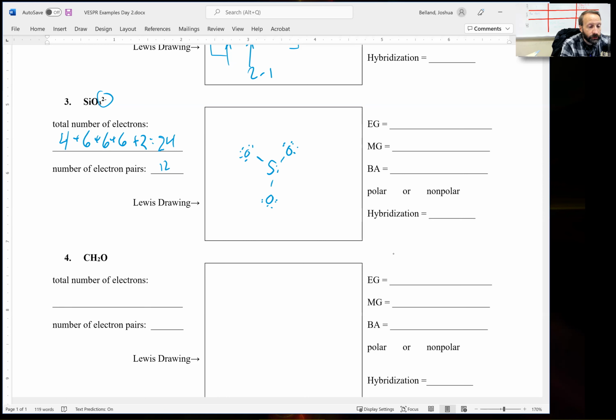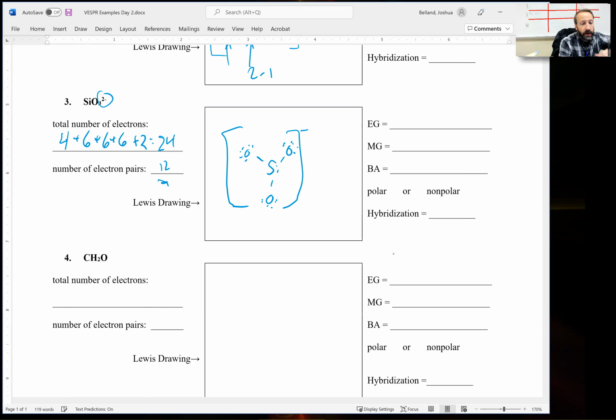Now I pause and count. 1, 2, 3, 4, 5, 6, 7, 8, 9, 10, 11, 12. 12 pairs of electrons. There's the words. 12 pairs of electrons. I needed 12. My drawing's done. Oh, wait. Brackets, because it has a charge.